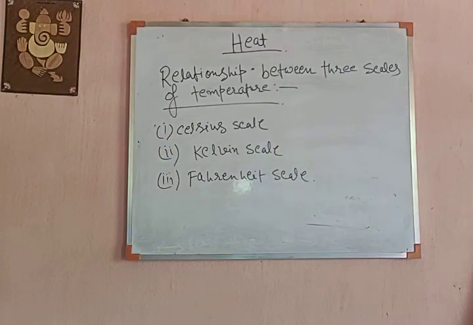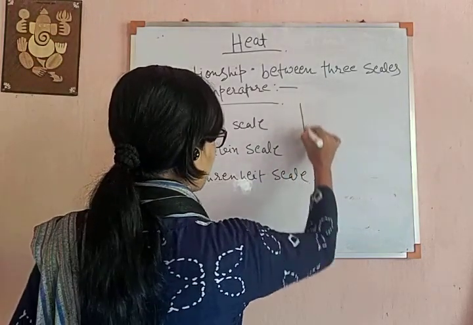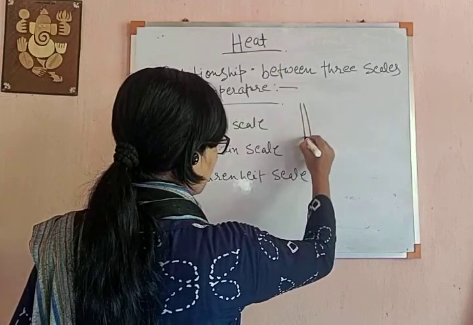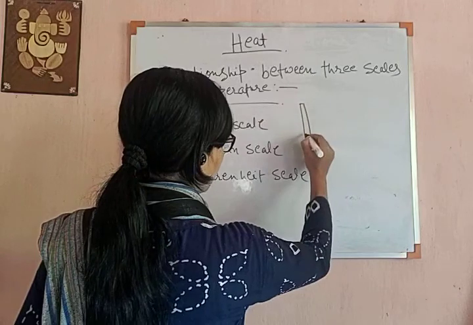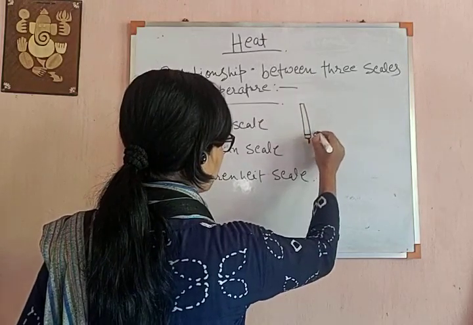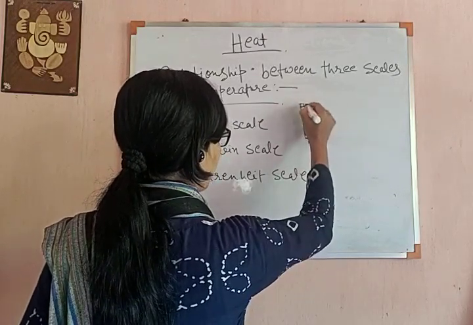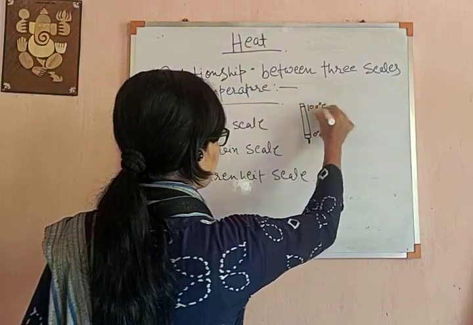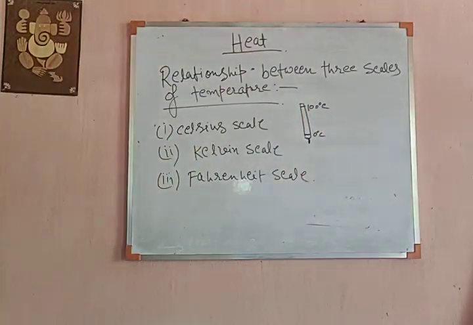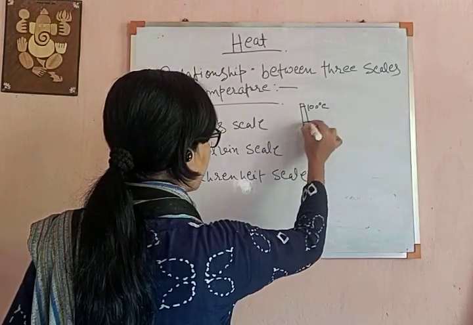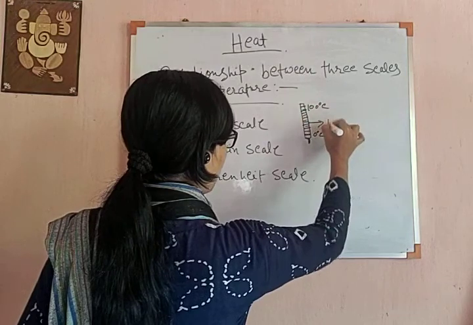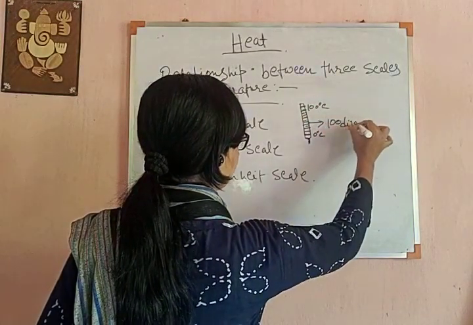Three scales of temperature, but there are some differences between the three scales. So what is that difference? If you see the Celsius scale, the scale starts from 0 degrees Celsius and ends at 100 degrees Celsius. So there are a total of 100 divisions.